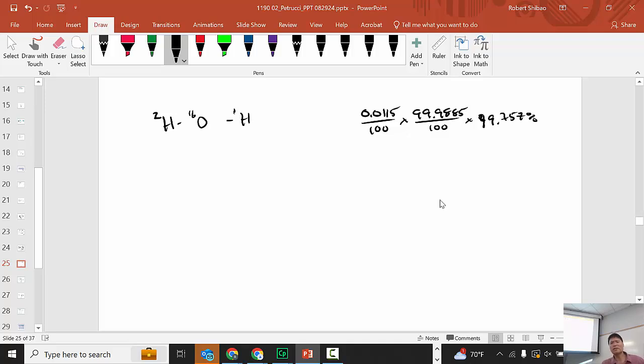And so this gives us the percent natural abundance of what? And so that's going to be 0.0115. The reason I don't convert it into decimals, sometimes I make mistakes. And so it's easier for me just to punch it in the calculator rather than moving the decimal in my head. Times 99.757.